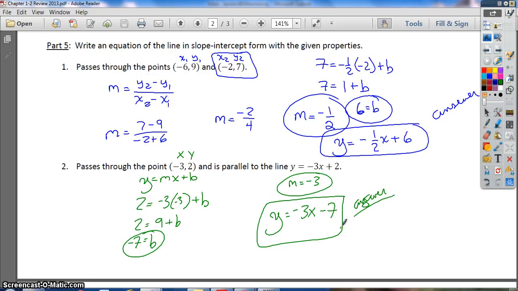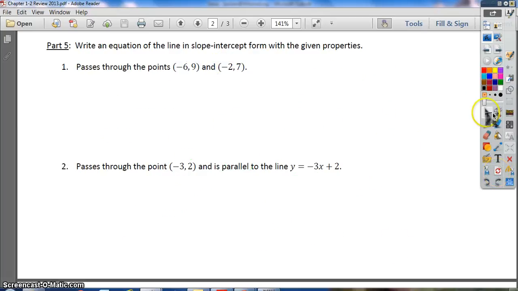So be aware, this is parallel, they have the same slope. If it was perpendicular, which it will be on the test, you would take this slope, and your perpendicular slope to that would be positive 1/3. So you flip it, negative 3 over 1, and then get rid of the negative. If it doesn't have a negative, you need a negative. So it's the opposite reciprocal, basically. And that's the slope I would have used here. Okay, be aware of that.